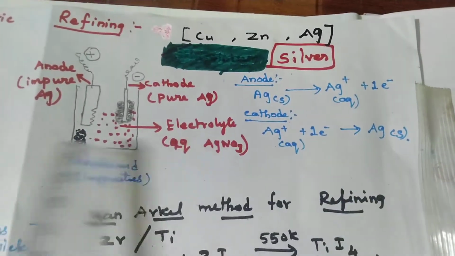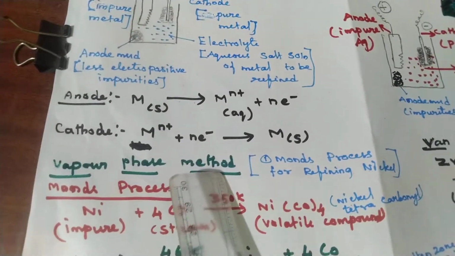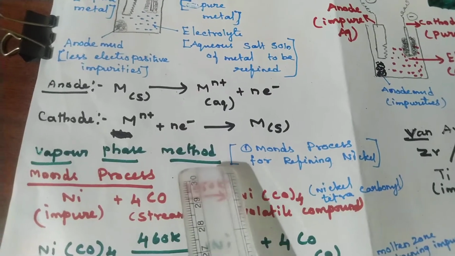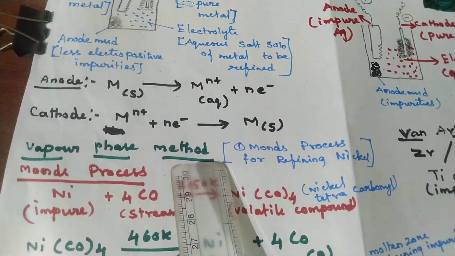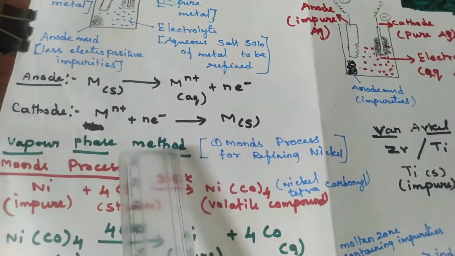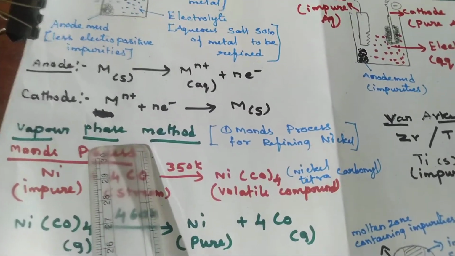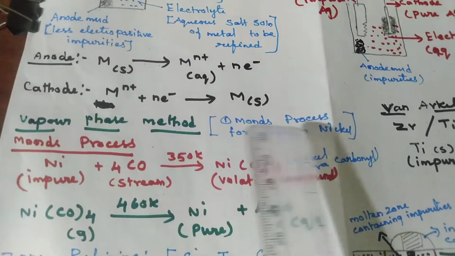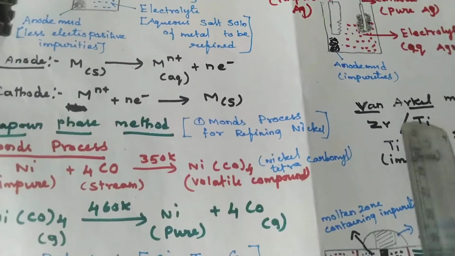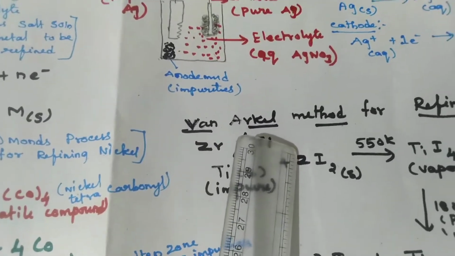Now, the next method is the vapor phase method. In this method, the impure metal is mixed with a suitable reagent and forms a volatile compound. This is the basic principle used in the vapor phase method. In the vapor phase method, two processes are given in your syllabus. One is the Mond process and another one is the Van Arkel process.